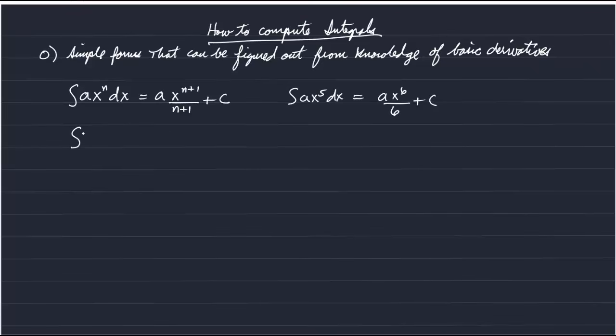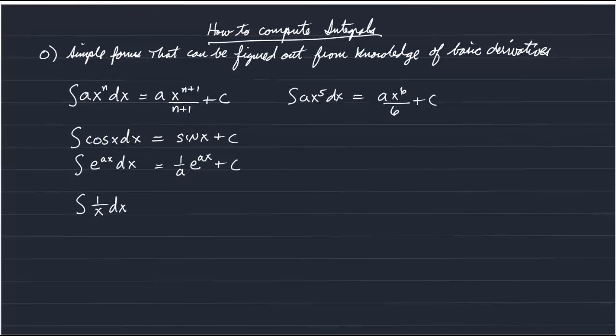Another relatively simple integral is cosine x dx, and that's equal to the sine of x plus c. We could also take the integral of sine of x, which is equal to minus cosine of x. Another simple example is e to the a x dx, and that's equal to 1 over a e to the a x plus c. And then the integral of 1 over x dx is equal to the log of x plus c.